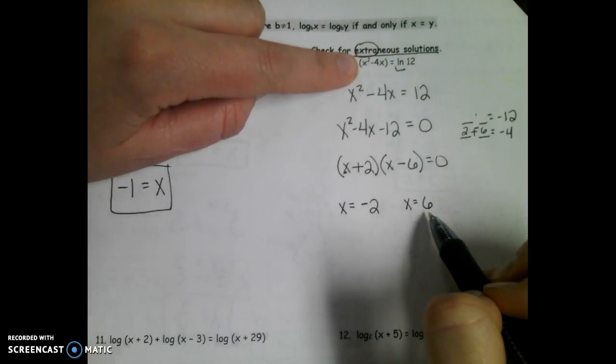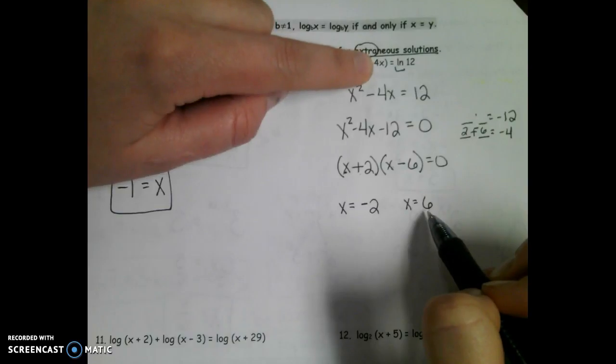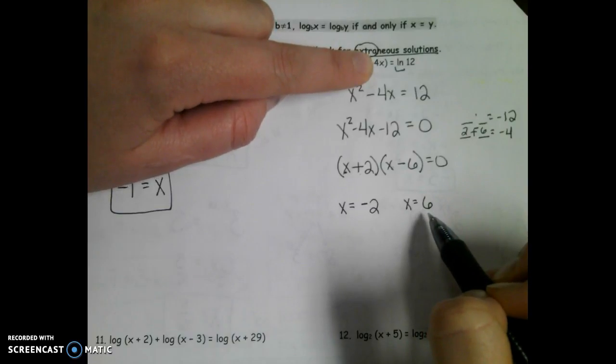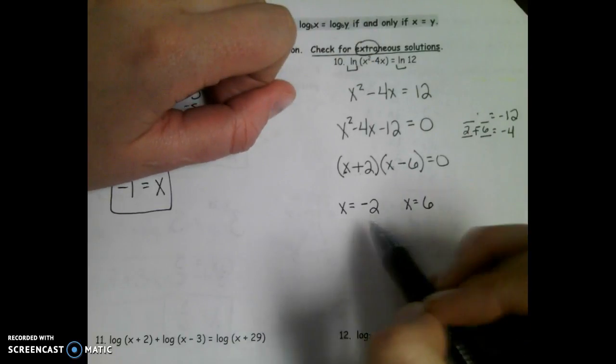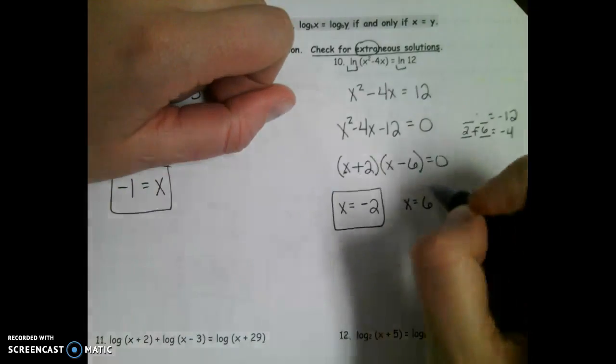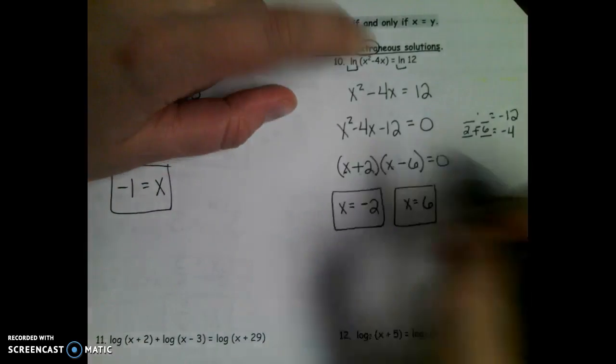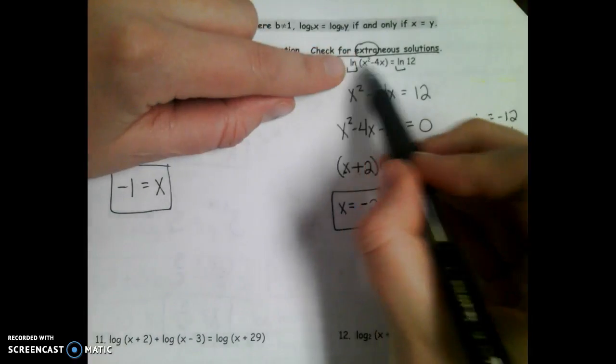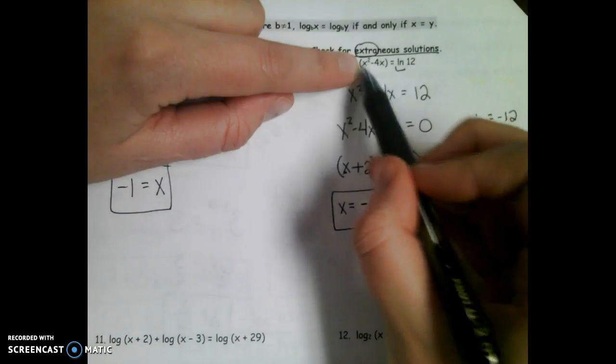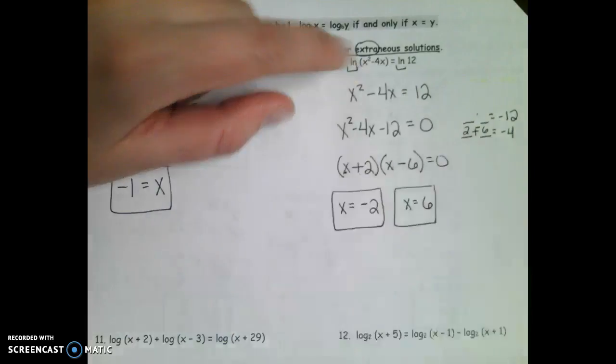Try 6. 6 squared is 36. 36 minus 24 is 12. Both of these create positive numbers inside the log, so both of them work. So you're checking these in the original logarithmic equation to make sure that it doesn't create a negative number inside the log.